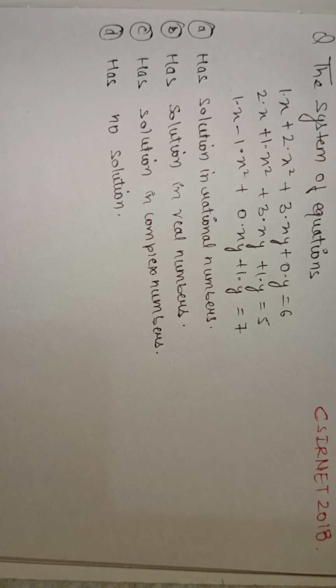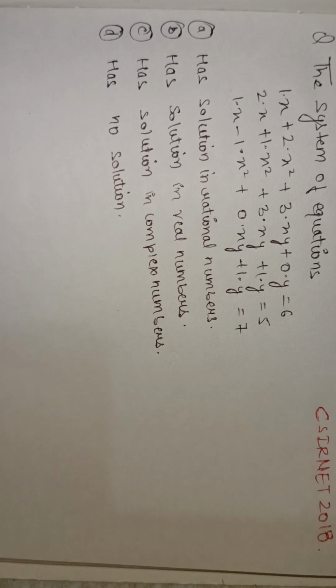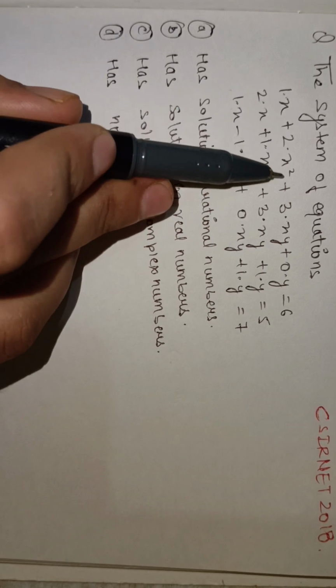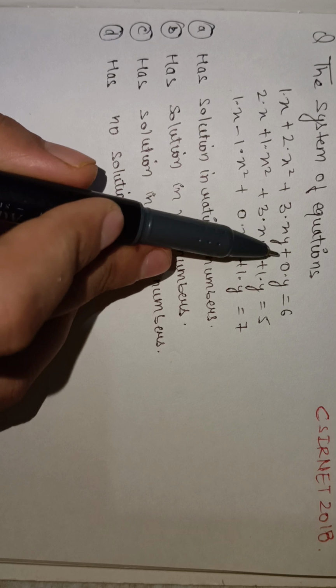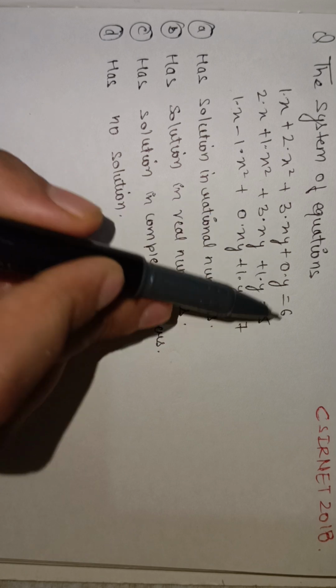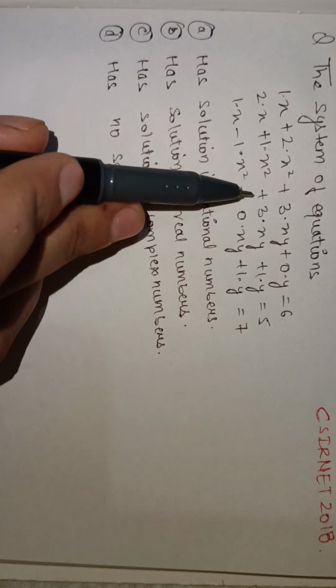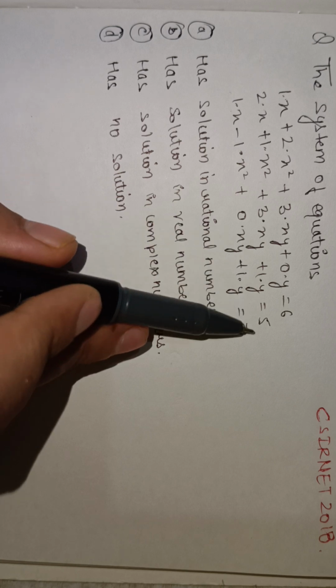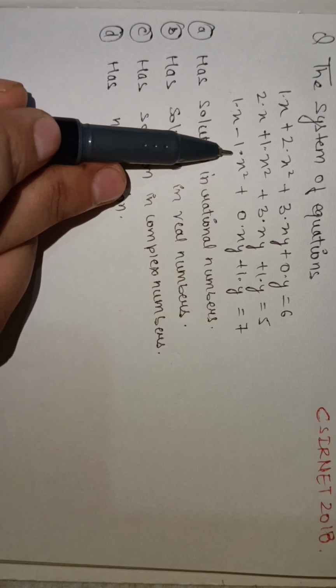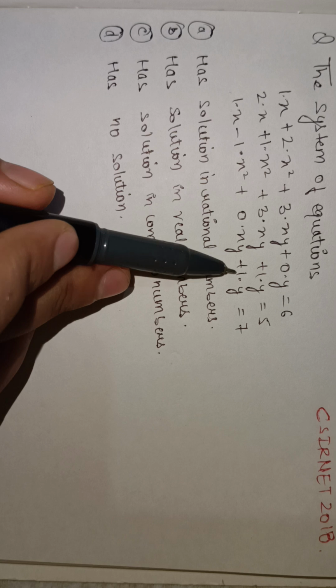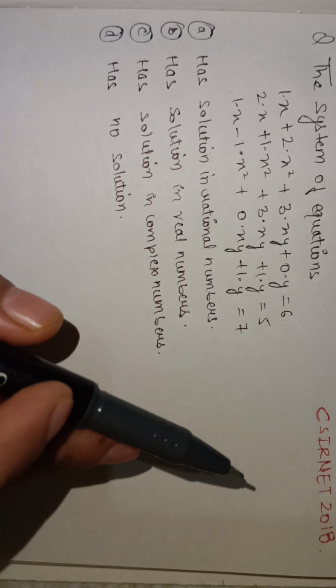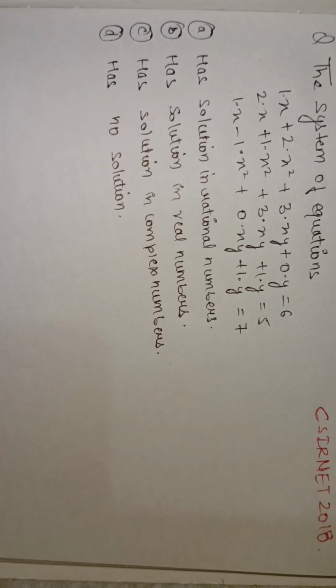In this video lecture, I'm going to discuss the next PYQ of Linear Algebra asked in CSIR NET 2018. So our question is, the system of equations: 1·x + 2x² + 3xy + 0·y = 6, 2x + 1·x² + 3xy + y = 5, 1 − x² + 0·xy + 1·y = 7. Then which of the following solutions are satisfied here?